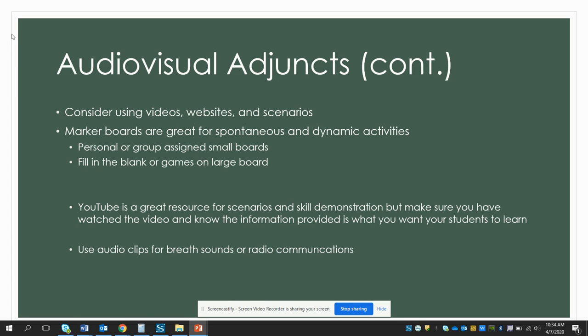And then fill in the blank or games on a large board. So your big board up in the front of the classroom, I usually do this for pharmacology and drug cards. What I'll do is create some columns and rows, and I'll list the medications that I want to be named, and then I'll list what I want to know about each medication, and then I'll break the class up into 2 teams. I'll say red team, blue team, give them corresponding markers, and I'll give them the opportunity to go up and fill in the information.